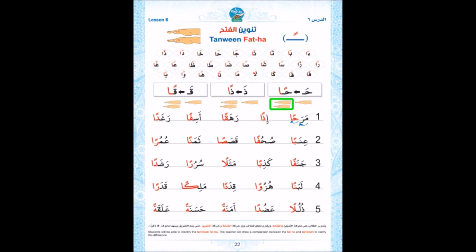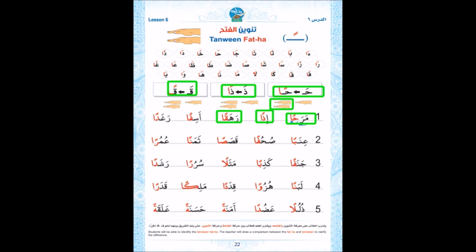Also, you'll notice that we begin the example with the letter ha, and the first word contains ha with tanween, and the second box has dal, as does the second word, and so forth for the third box and the third word. This is so the student doesn't experience an abrupt shift while he or she is practicing the words. The ha will be familiar when he or she is reading the first word, and the dal and qaf will also be familiar.